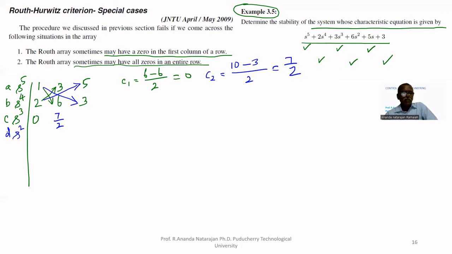To proceed further, let us write the third row as, instead of 0, epsilon and 7 by 2. In this case epsilon tends to 0; that 0 is assumed as a limiting case. Replace 0 by epsilon. Now we can proceed further. The S square row: epsilon multiplied by 6 minus 2 multiplied by 7 by 2, divided by epsilon, that is 6 epsilon minus 7 divided by epsilon. So for S square, no further elements.